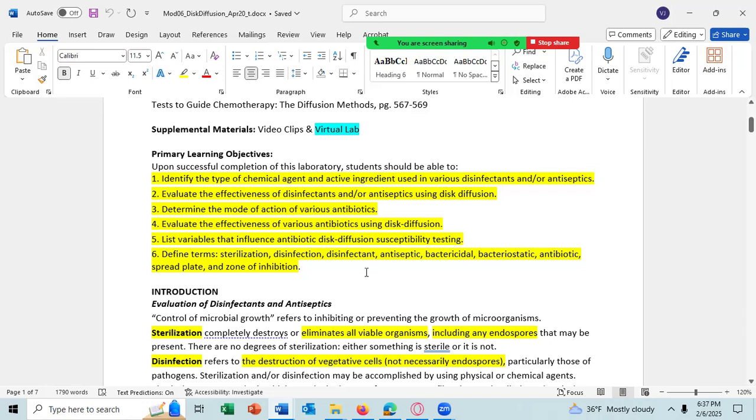And six, be able to define the terms. What's sterilization? What is disinfection? What is a disinfectant? An antiseptic? What's a bactericidal agent? What is a bacteriostatic agent? So we're talking about antibiotics. What's a bactericidal antibiotic? What's a bacteriostatic antibiotic? Obviously, what's an antibiotic? Also, the spread plate, how you make a spread plate, and then what's the zone of inhibition? Any question about any of these terms or objectives?